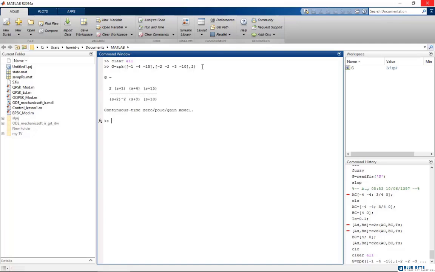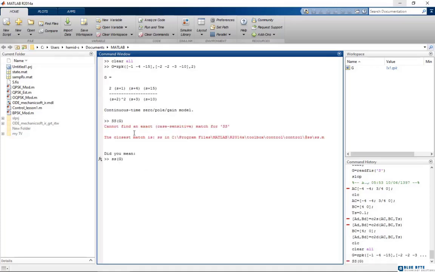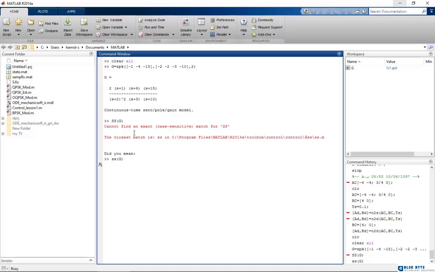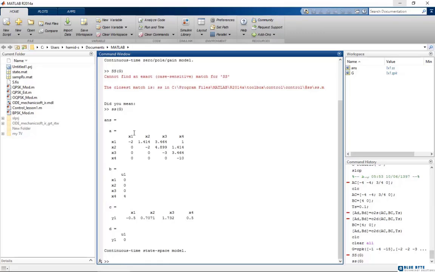You can see the GS function here. There are 3 zeros and 4 poles. You can use state space or the SS code. You can see the state space matrices here: A, B, C, and D matrices. Also, if you want to get the system equation in discrete mode, you can use the C2D code.